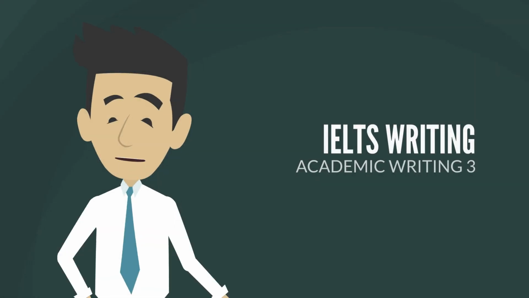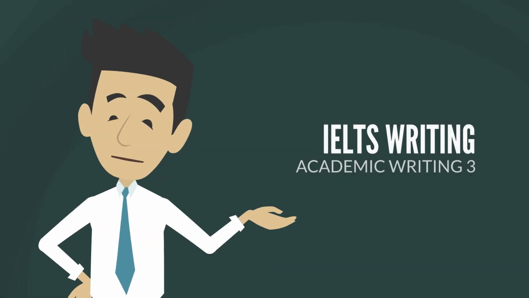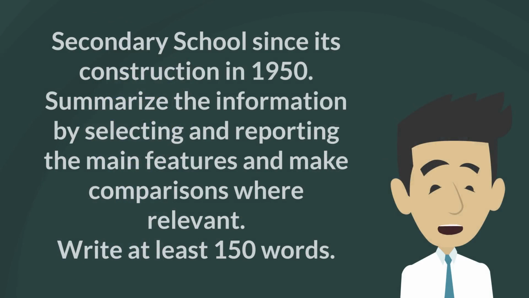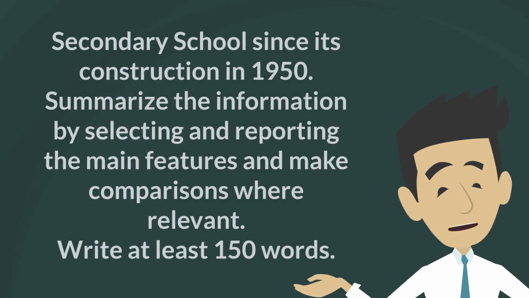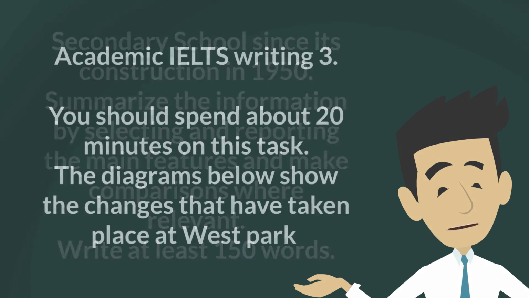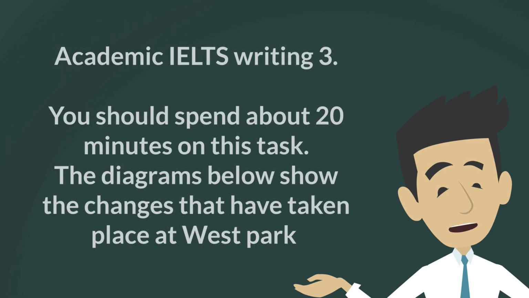IELTS Academic Writing. Lesson 3. Academic IELTS Writing 3. You should spend about 20 minutes on this task. The diagrams below show the changes that have taken place at West Park Secondary School since its construction in 1950. Summarize the information by selecting and reporting the main features and make comparisons where relevant. Write at least 150 words.